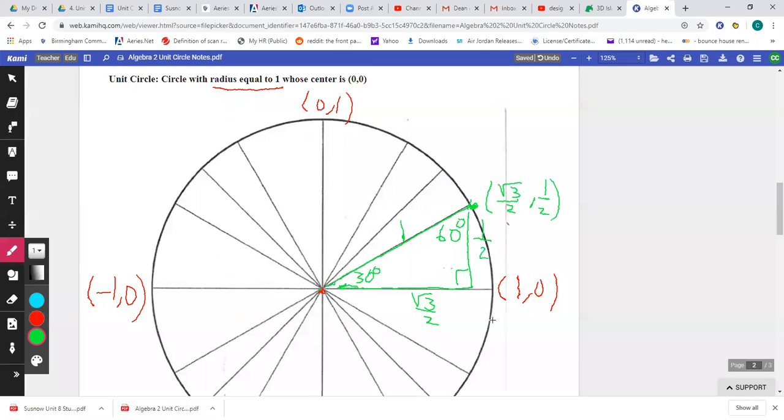Or does everyone see why this is X and this is Y? Because remember, on a coordinate grid, going to the right is X and going up is Y. That's why this is X and that's why the 1/2 is the Y. That's probably one of the questions you might have. Remember, this is just a regular XY coordinate system. So if I go to the right, that's X, so that's why this is first, and then this is the Y value, so that's why I'm using the 1/2.